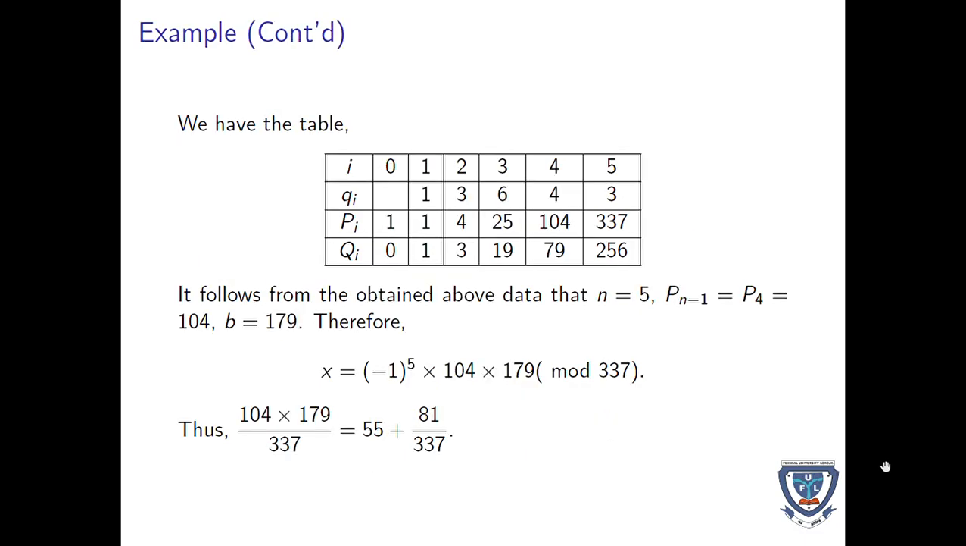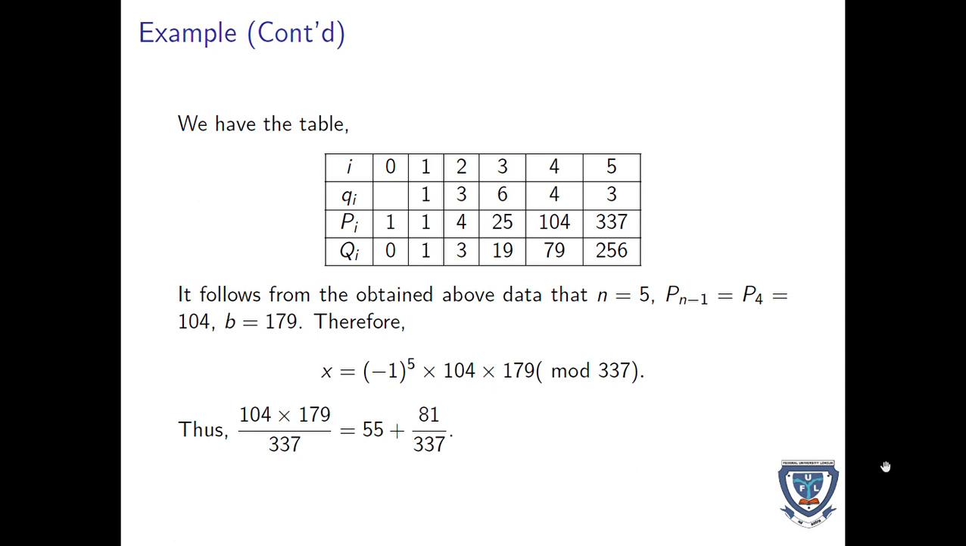Now, you pick those values and use it to populate our table, and the table will look like this. You have i ranging from 0, 1, 2, 3, 4, and 5. Then we have our q_i, which is 1, 3, 6, 4, 3. Then we also have our p_i and Q_i, which you are going to compute.